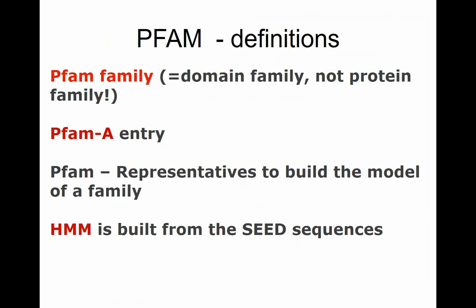So now we understand a few definitions. A family is a domain family, not a protein family. That's important because sometimes it's confusing, okay? Pfam-A is the good Pfam. Now, last year they tried to get rid of Pfam-B, but if you go to a previous release, you'll still see Pfam-B. B are the ongoing, not yet defined, and sometimes they were destroyed, but Pfam-A are the good ones. Pfam-A entries are representative, built on the seed, and the HMM is based on the seed.